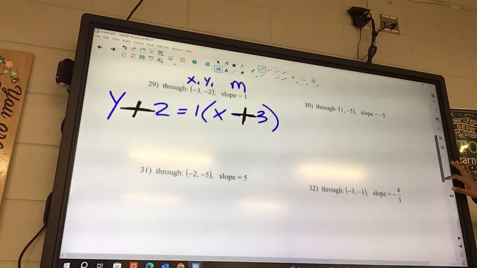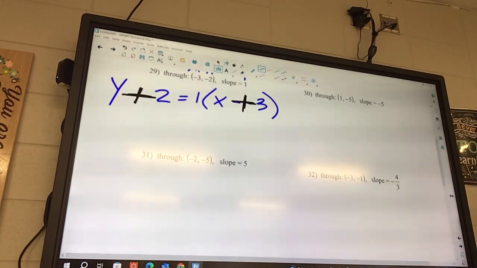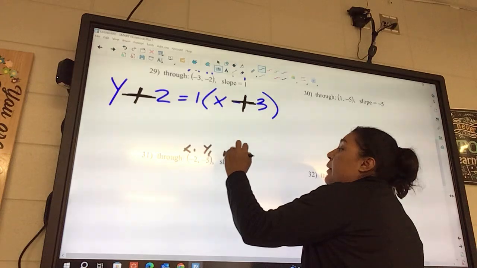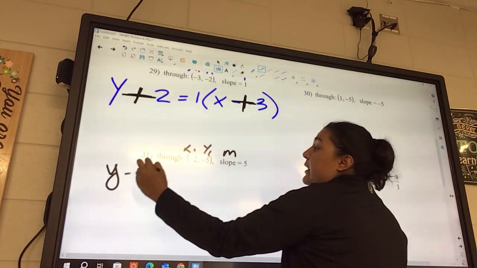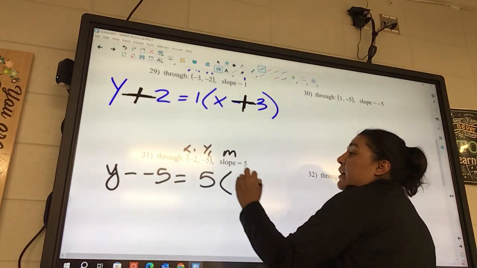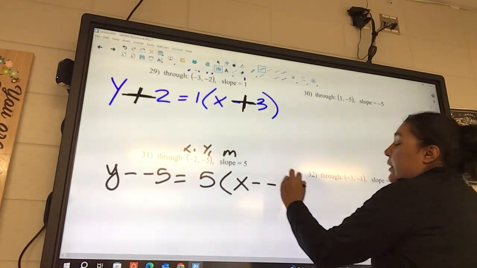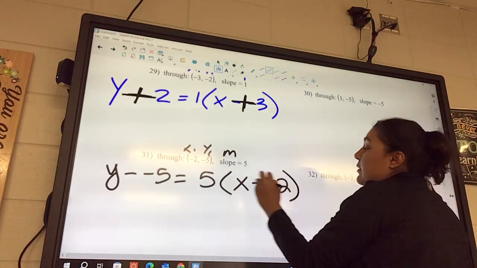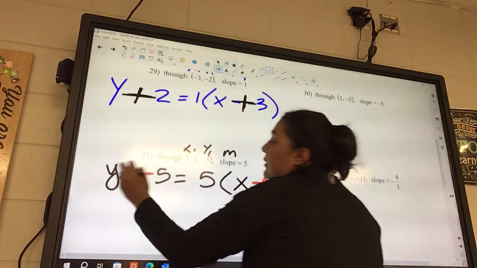Sorry, I wasn't paying attention. I thought I went through and got them all, but I didn't. Okay, 31, we got x1, y1, and my m. So we got y minus negative 5 equals my m, which is 5. X minus my x1 is negative 2. Okay, we're going to change the minus minuses to a plus. So this is going to be a plus 2. This is going to be a plus 5.